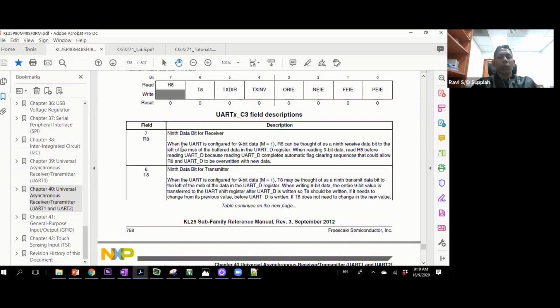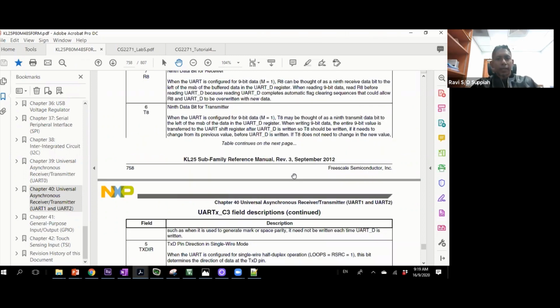All right, so if I want to transmit 9 bits of data, then 8 bits go into the data register and the 9th bit will be added to this particular register. The hardware will take care of taking this 1 bit from here and adding it to the 8-bit data and then sending it out.